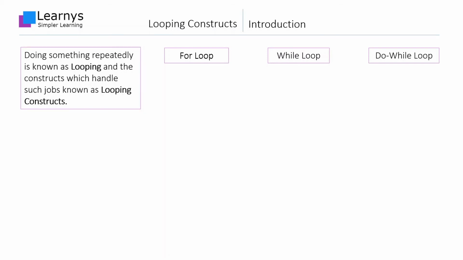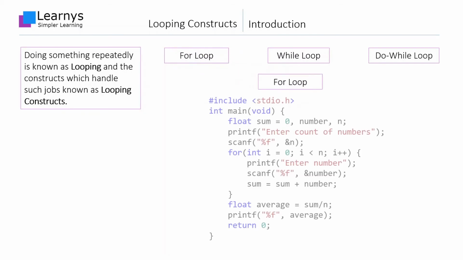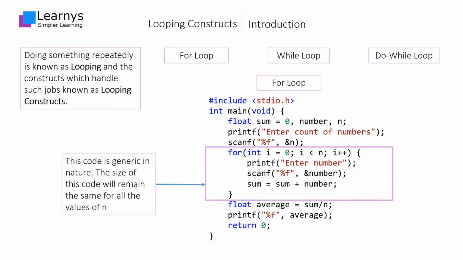Using a for loop, the problem of calculating the average of n numbers input by the user can be rewritten like this. It is not difficult to observe that this code is generic in nature. In other words, it is applicable to all the values of n, and most importantly, the size of this code will remain the same for all the values of n. Now that we have seen the utility of the for looping construct, which is equally applicable to the other looping constructs as well, we can move on with the rest of the discussion.